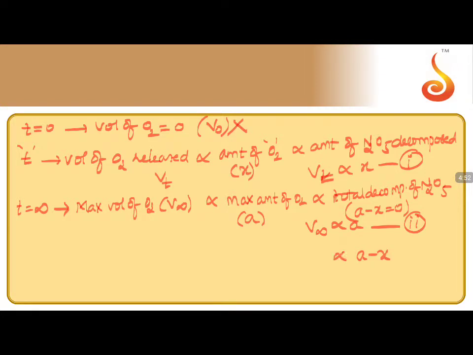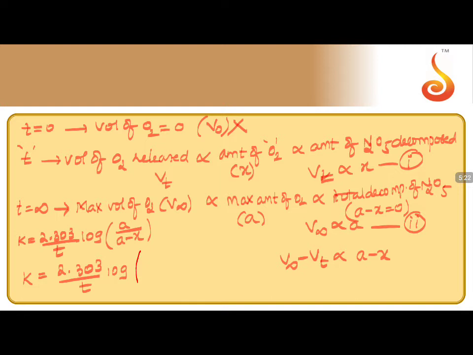From the two equations, A minus x becomes V infinity minus Vt. So using this, K equals 2.303 by t log of A by A minus x becomes a simple equation: 2.303 by t log of V infinity by V infinity minus Vt. This is your final answer. So this is how we got the decomposition of N2O5.